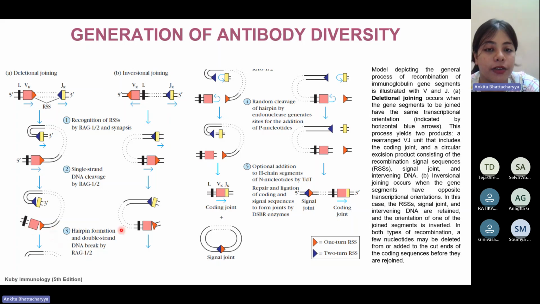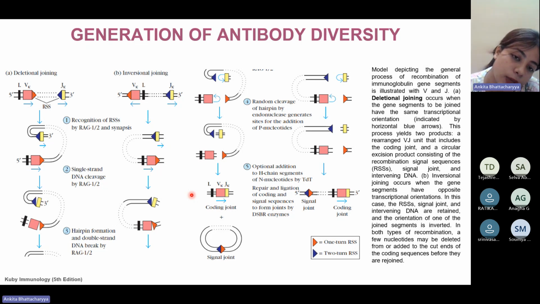Once it has been cleaved, then there is formation of a hairpin and a double strand DNA break that occurs. So these are the hairpins that are formed, and that is the result of a double strand DNA break, which is mediated and controlled by RAG1 or RAG2. Once this has been done, what happens next is that this entire region will get excised as the signal joint. The rest of it will form the V.